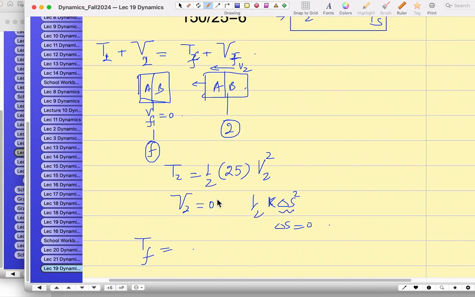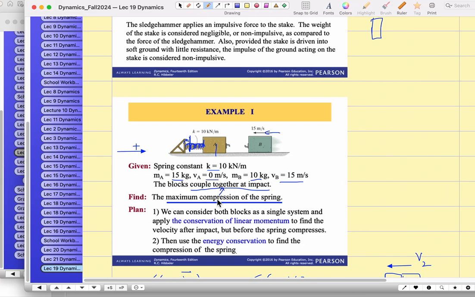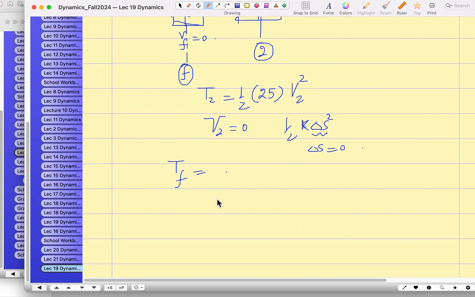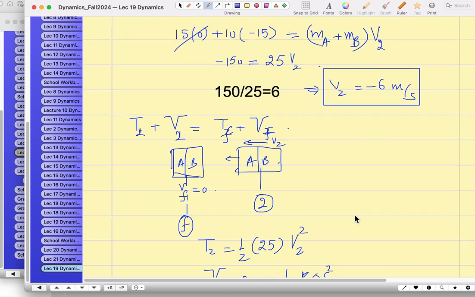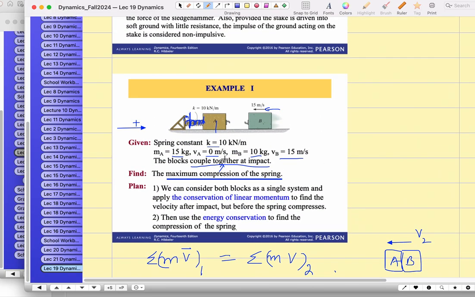So at position F, I can write down TF. Looking at the statement, can you tell me what is the final velocity at position F? 0. It comes to rest after it maximally compresses the spring. So TF is 0. VF, the potential energy, is half K delta S squared. This is what we have to find out. We know K is given. K is 10 kilonewtons per meter.